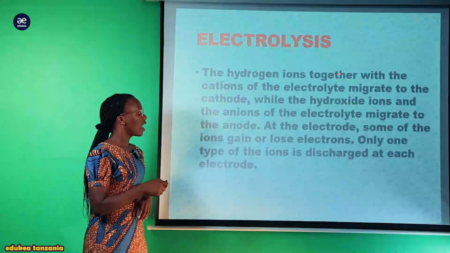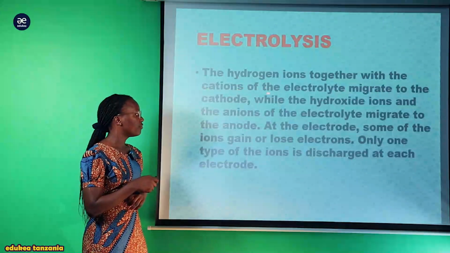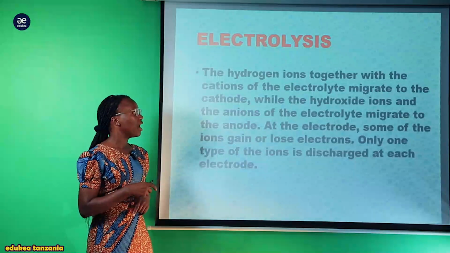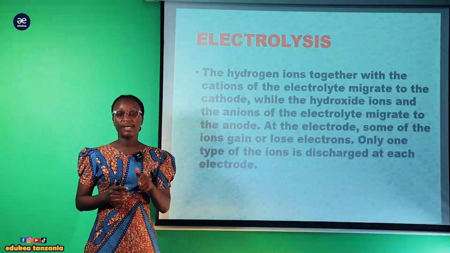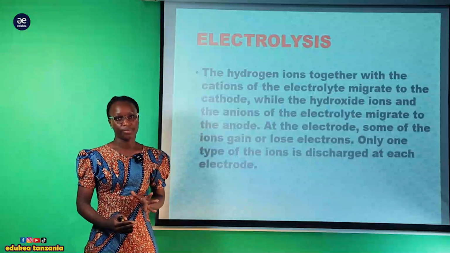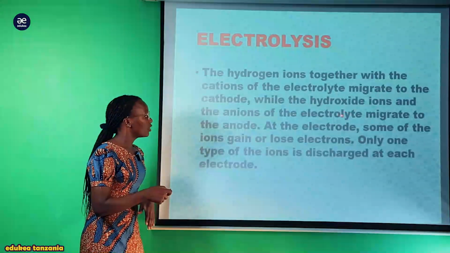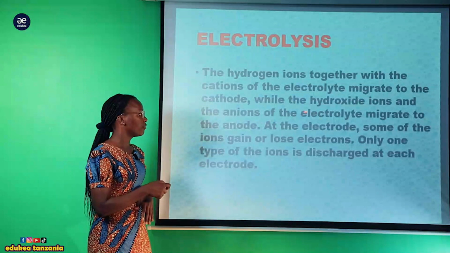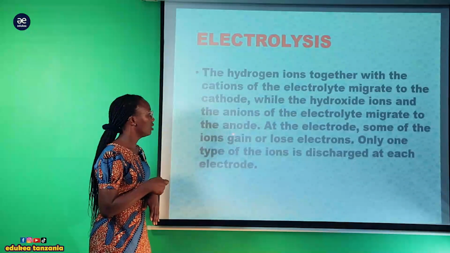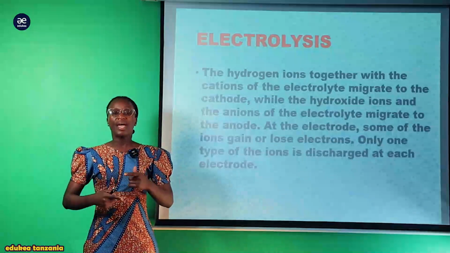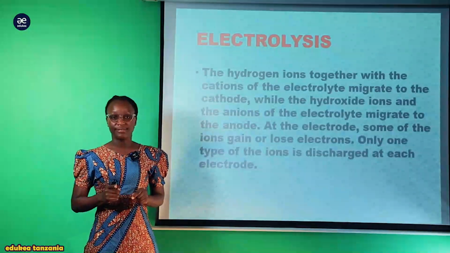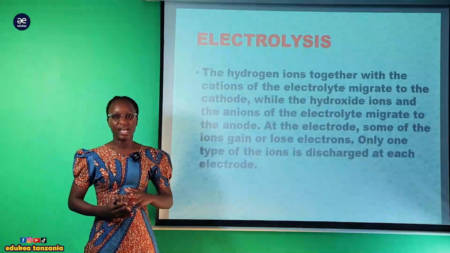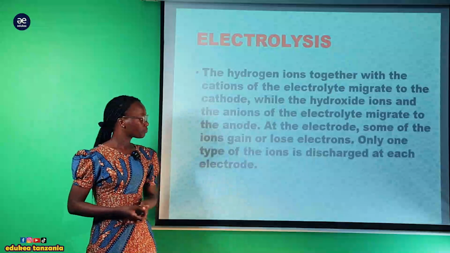Now the hydrogen ions together with the cation of the electrolyte migrate to the cathode, kwamba the hydrogen ambayo yenyewe ni positive charge itamigrate kwenda kwa cathode, while the hydroxide ions and the anions of the electrolyte migrate to the anode, kwamba kumbe ile OH ambayo ni negative na zile ions za electrolyte zenyewe zitamove kwenda kwenye anode.